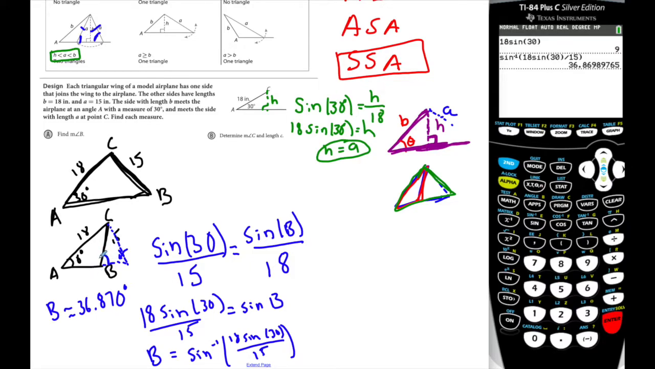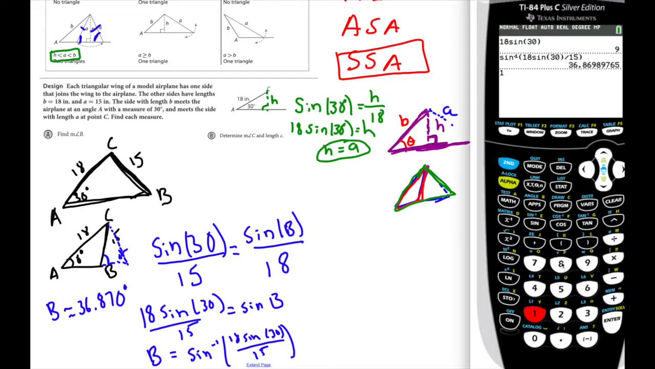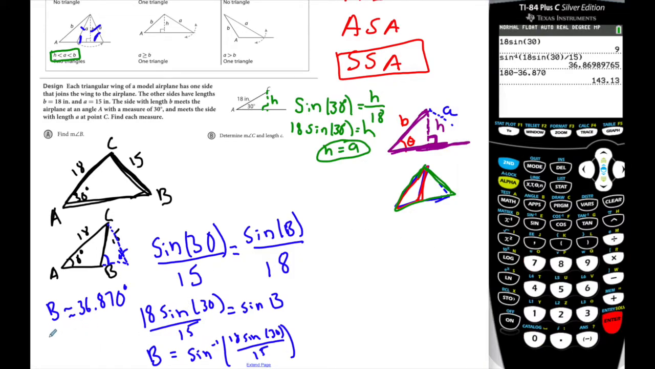Well, on a flat line, the two angles have to add up to 180, right? So if I do 180 minus 36.870, I get B, or B is approximately 143.13 degrees, okay? So if B is the 36 point something, I get this, 36.870, and if it's the 143.13, I get this.